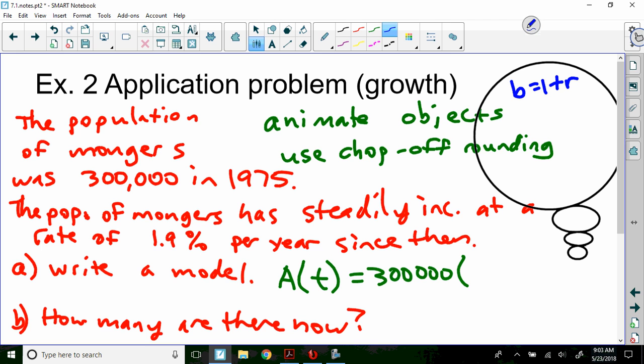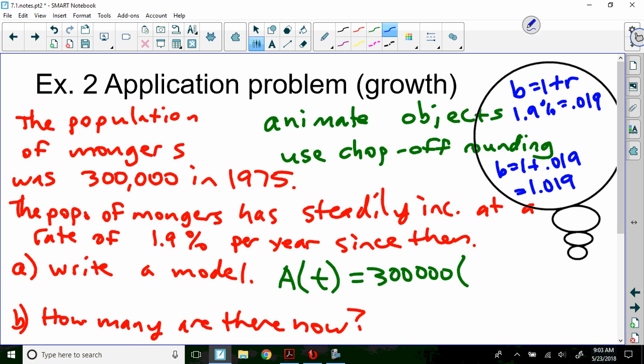1.9%. What did your algebra teacher teach you that you have to do with a percent anytime you're working with an equation? You have to change it to a decimal. So 1.9% is 0.019 as a decimal, right? So my b value here is going to be 1 plus 0.019. So my b value here is 1.019.